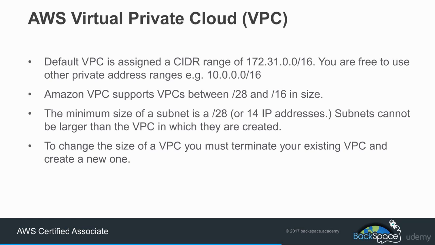If you want to change the size of a VPC, it's not possible after it's been created. So you must terminate your existing VPC and then create a new one. So make sure that you plan out your VPC correctly and that you've got the correct IP address range suitable for your VPC, so that you don't come to the end of your architecture and find that you have to pull it down and recreate it again.